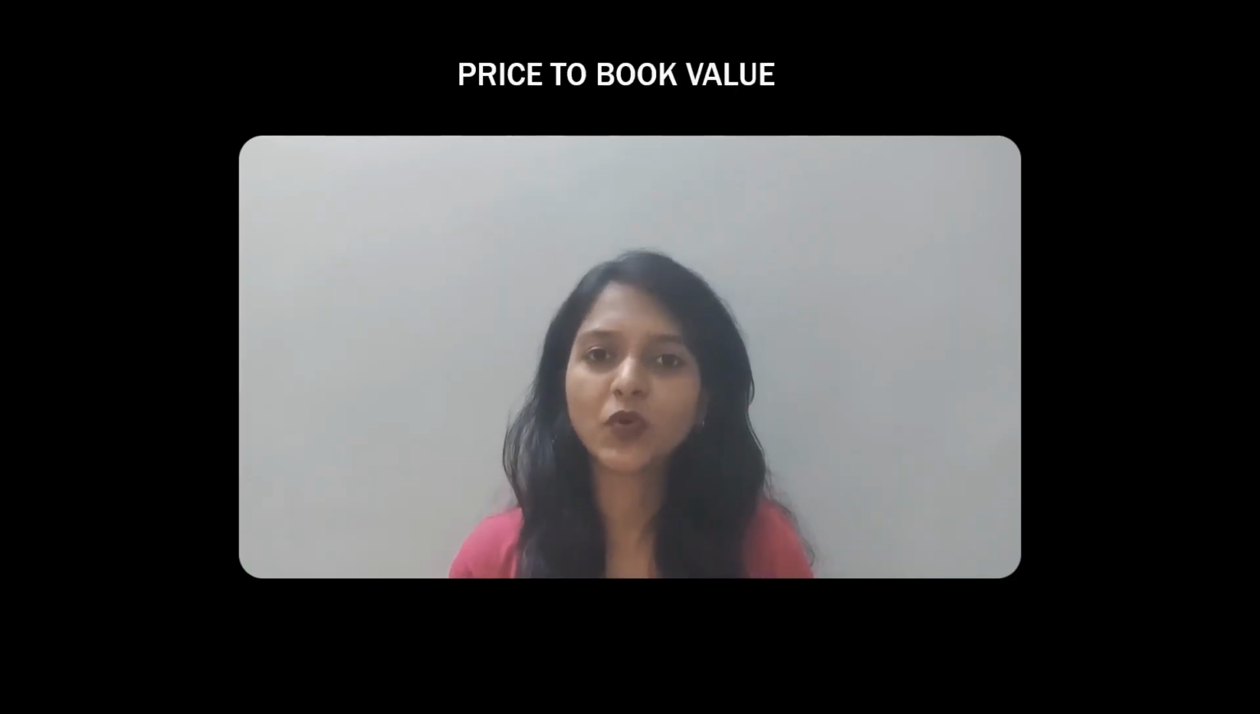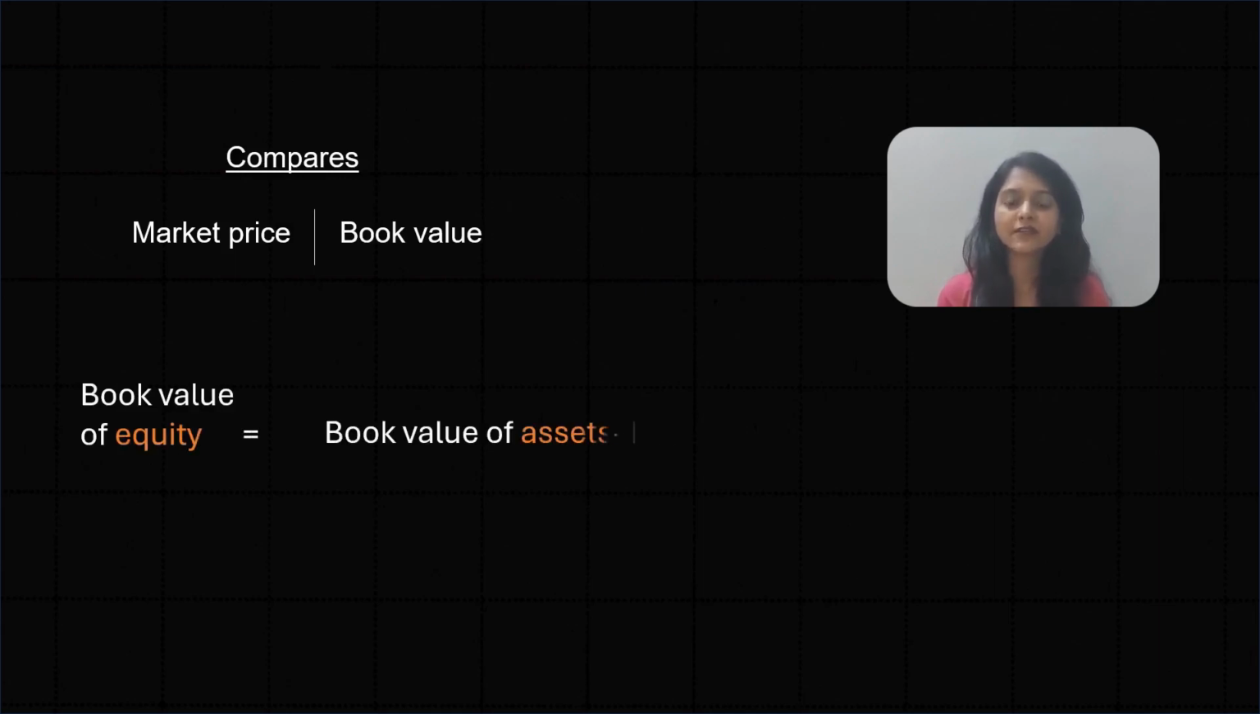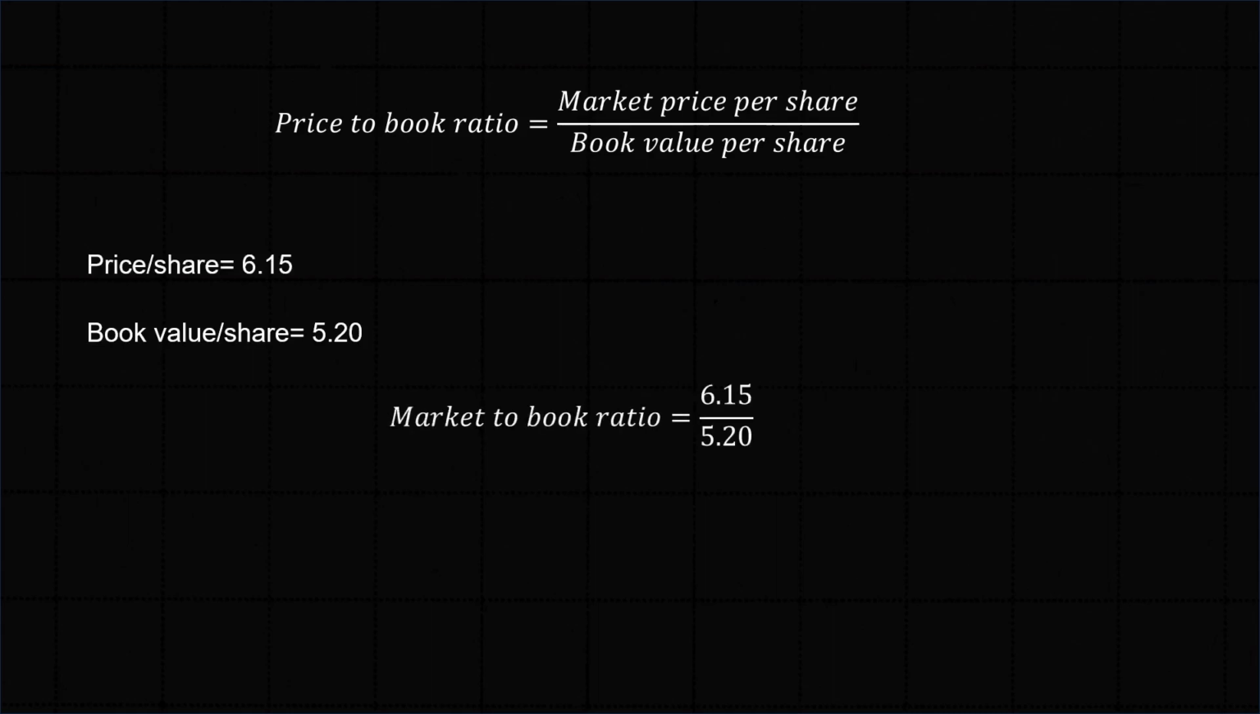The third one is price to book value. It is a financial metric that compares the company's market price to its book value of equity. And book value of equity is nothing but the difference between the book value of assets and liabilities. The formula for this ratio is market price divided by book value per share. So if the per share price is 6.15 and the book value per share is 5.20, according to the formula, this gives a price to book value ratio of 1.18, which means the stock is trading at 1.18 times its book value.